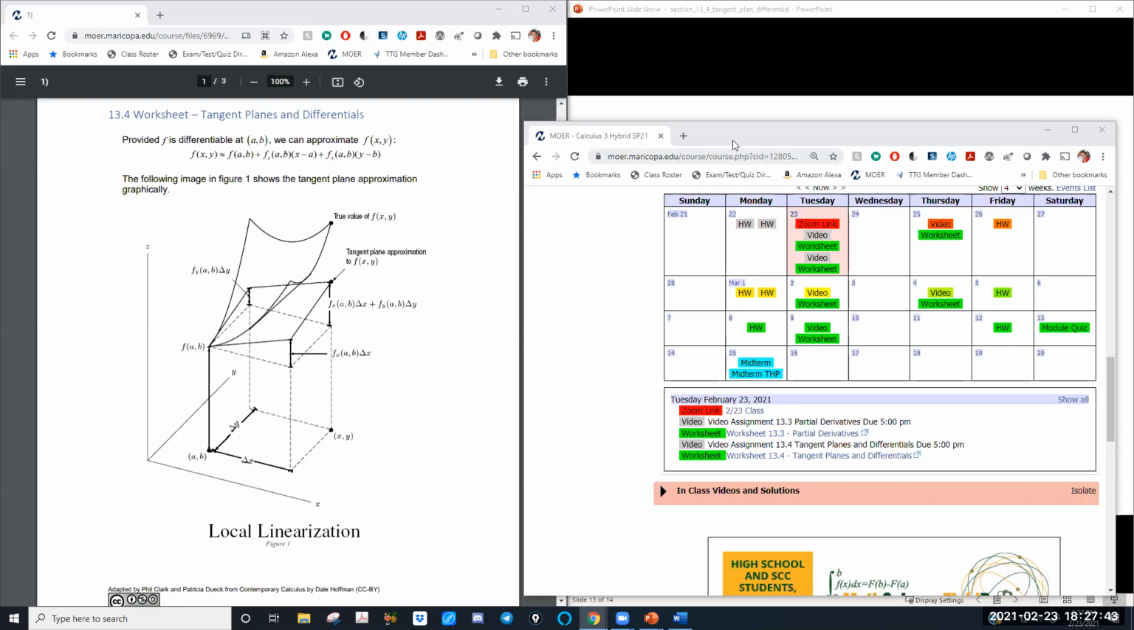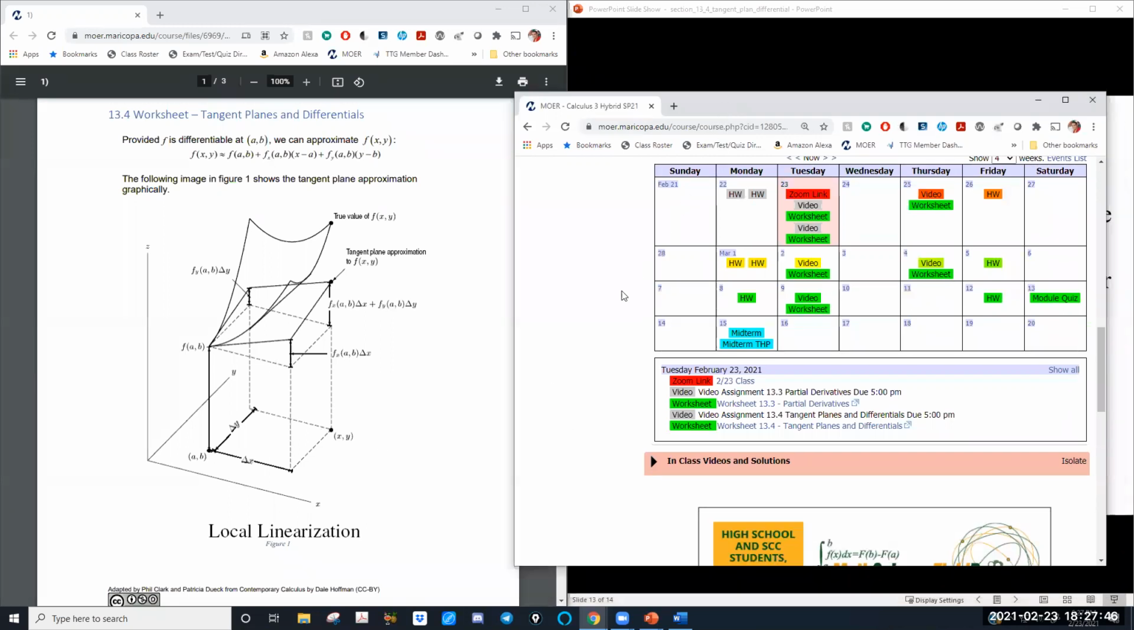The other thing I wanted to mention, I've got the calendar up here so we're all looking at the same thing. Our midterm is scheduled for March 15th. Let me rephrase. The due date for the midterm is March 15th.